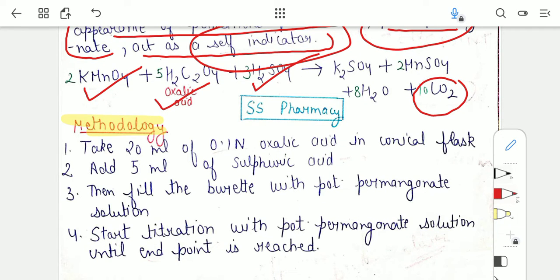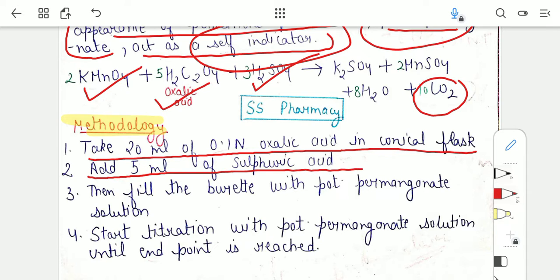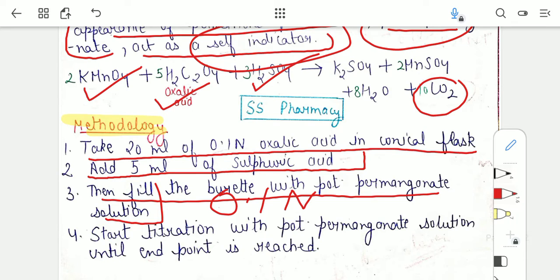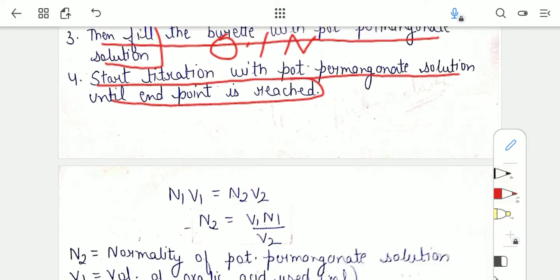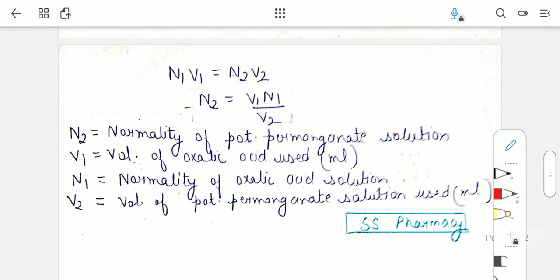We have to take 20 ml of 0.1 normal oxalic acid in a conical flask. Okay, and then we will add to the conical flask 5 ml of sulfuric acid in order to make the medium acidic, and then we will fill the burette with the potassium permanganate solution, which we have already prepared, of 0.1 normal strength. Okay, and then we will start the titration with potassium permanganate solution until the endpoint is reached. Okay, so this is our titration process, and then we will use this formula to calculate the actual strength of our potassium permanganate solution.